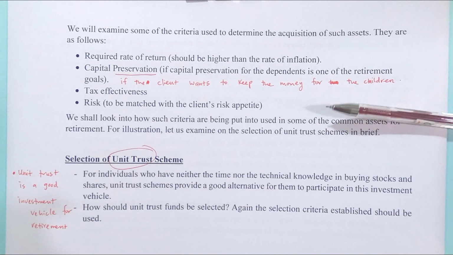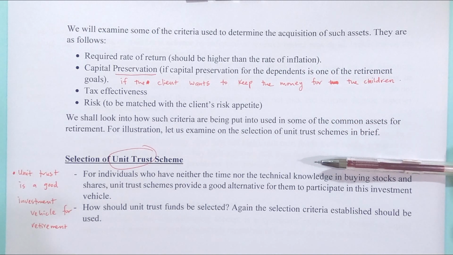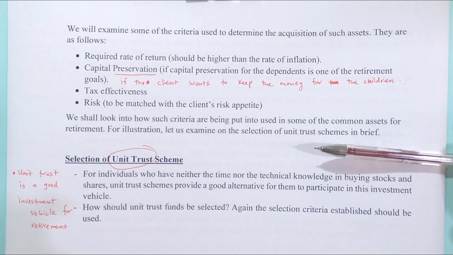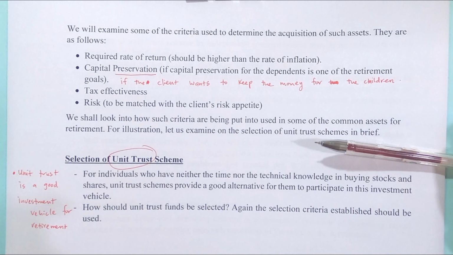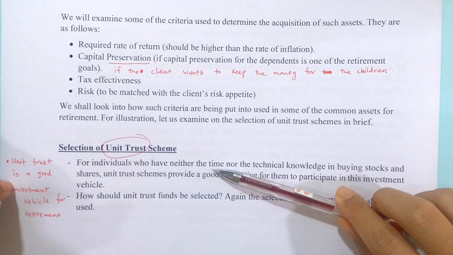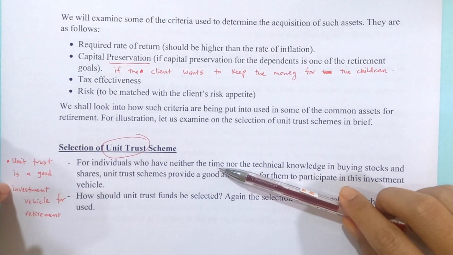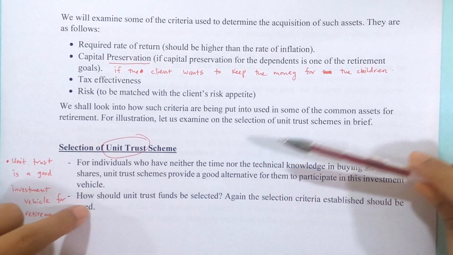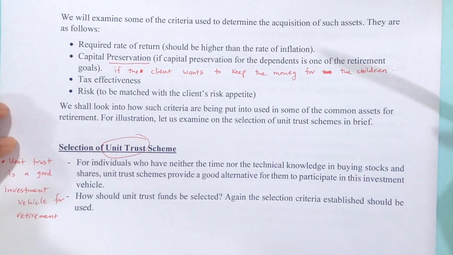Alright, so at this point of time, we're going to look at the unit trust, because this is one of the most suitable financial instruments, vehicles for the purpose of retirement. Unit trust is actually a very good investment for the purpose of retirement.